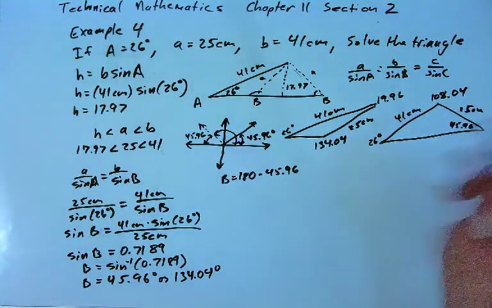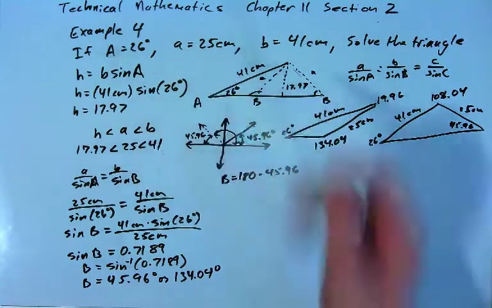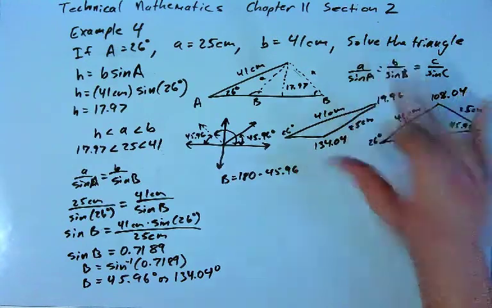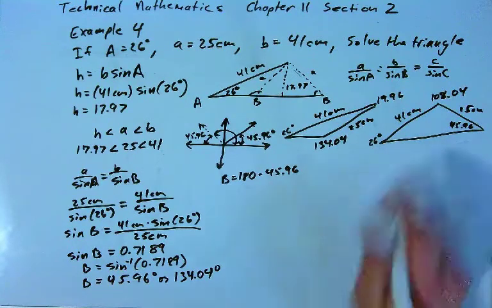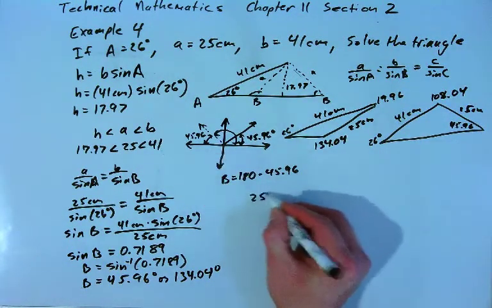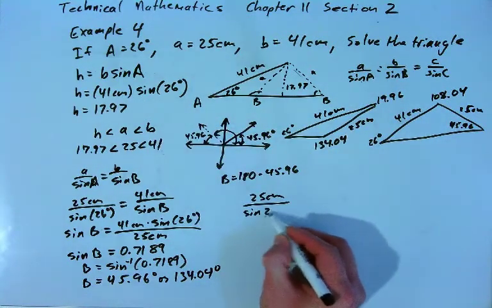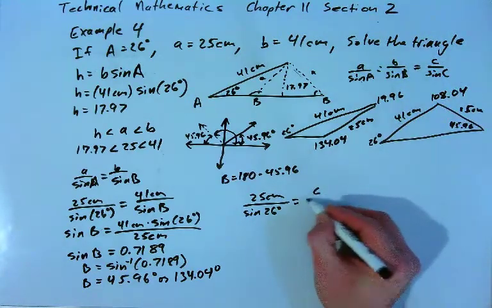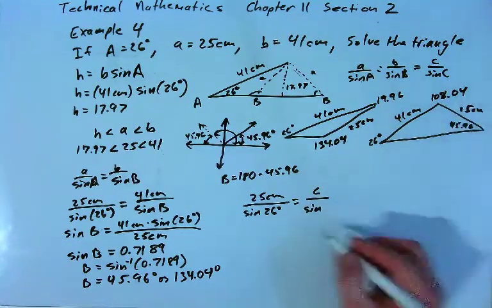The last step of the problem is to find side C. And since we know angle A and side A, we should use a over sine A is equal to c over sine C. And so that's what I'll do. And again, we'll have to do this twice because there's two different answers here. So A is 25 centimeters divided by the sine of A, which is sine 26 degrees. That will be equal to c, which is the side I don't know yet, divided by the sine of angle C, which is 108.04.